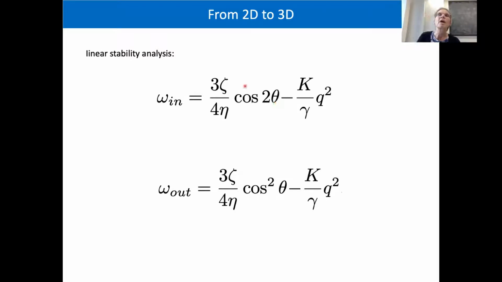Whereas if I have a negative activity, a contractile one, this will grow for theta equals pi by 2, and that corresponds to a splay perturbation, so that all works. For the perturbation out of the plane, you've got a cos squared theta here, and so you only get things growing out of the plane if the activity is positive, if you have extensile stress.